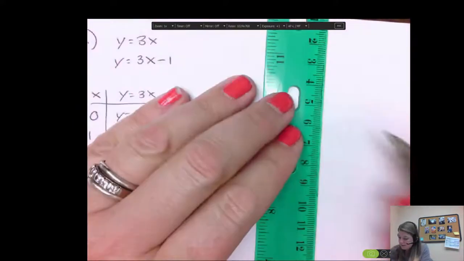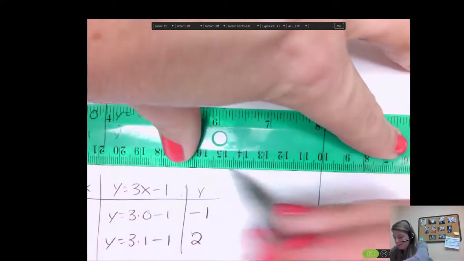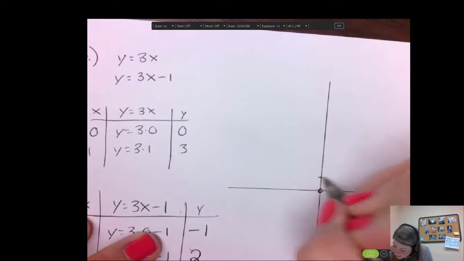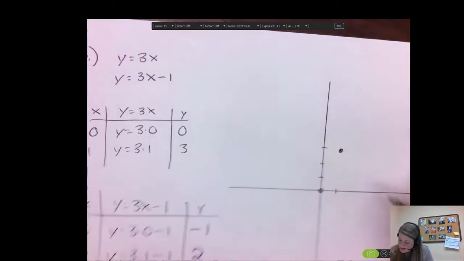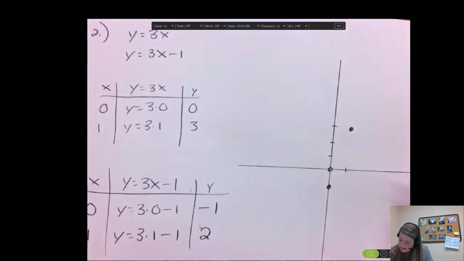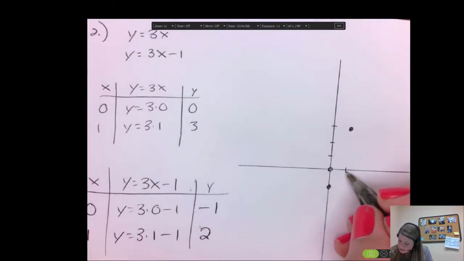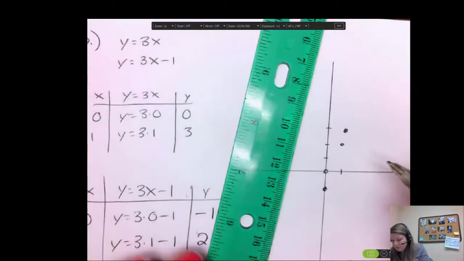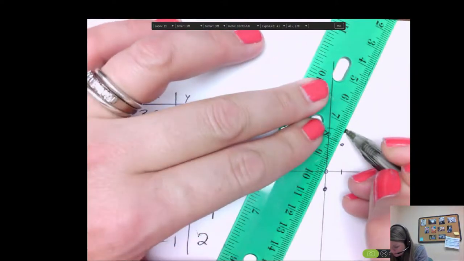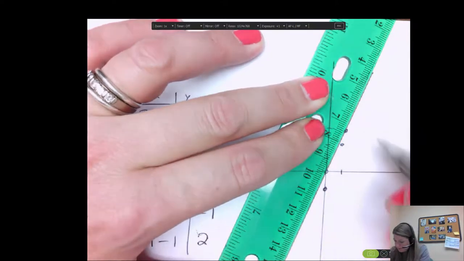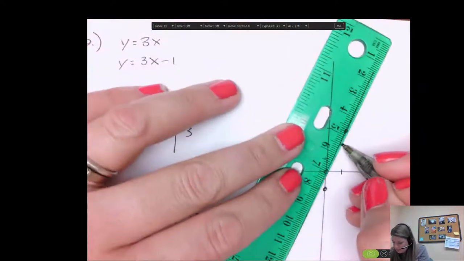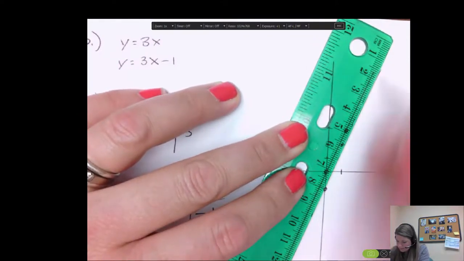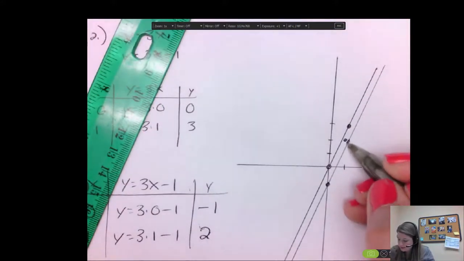Let's go over here and draw them. And see, we're always looking for where they cross. Here's our x, here's our y. So 0, 0, and 1, 3 are about here. And then 0, negative 1, and 1, 2. I didn't draw this point here really good, but that's okay.